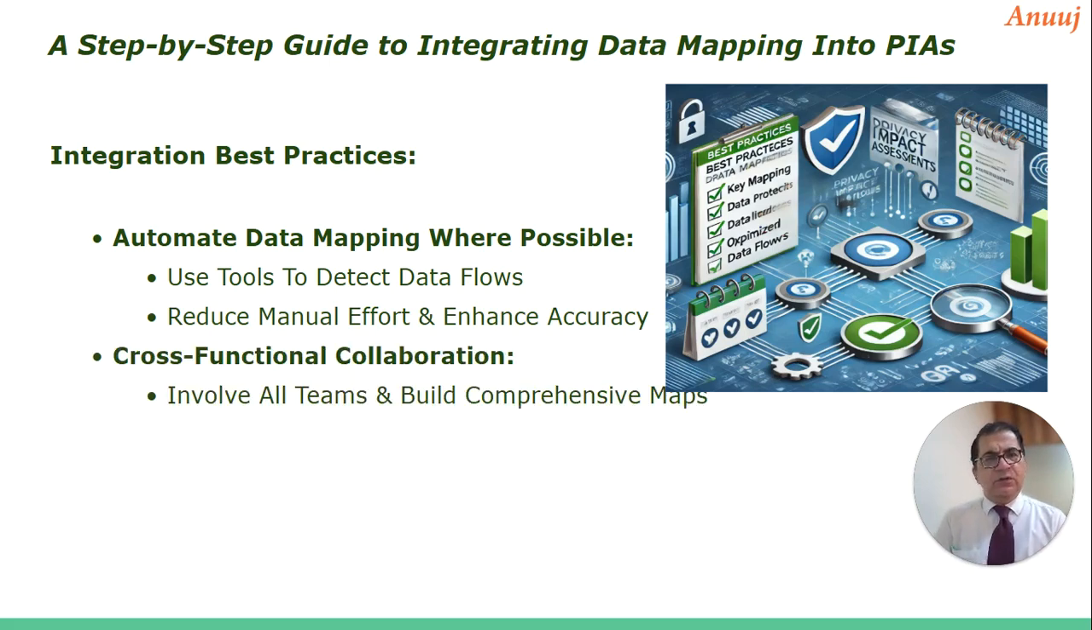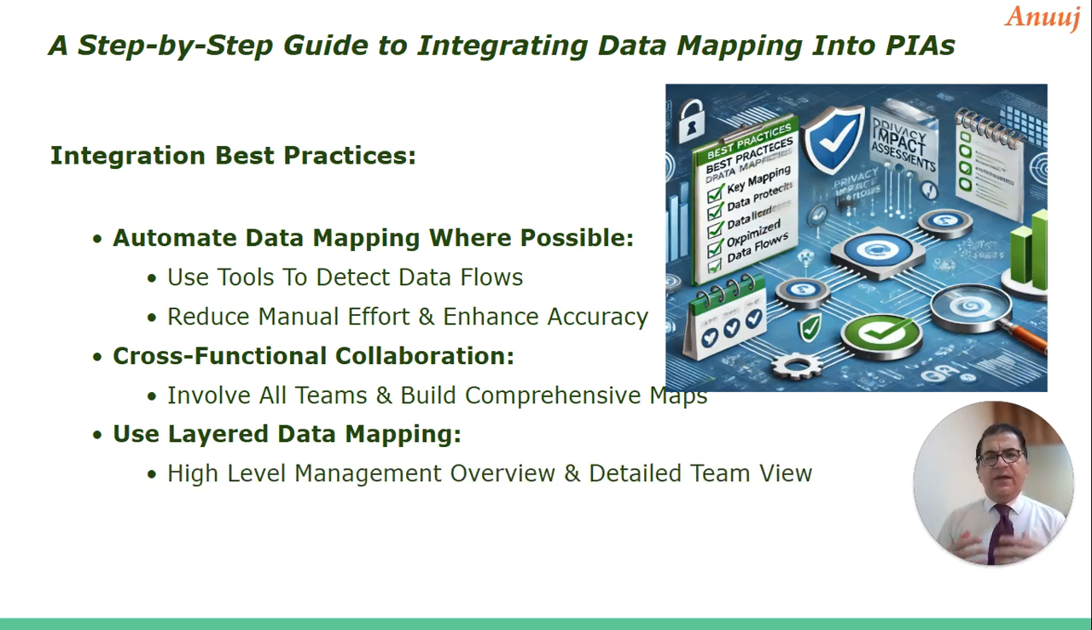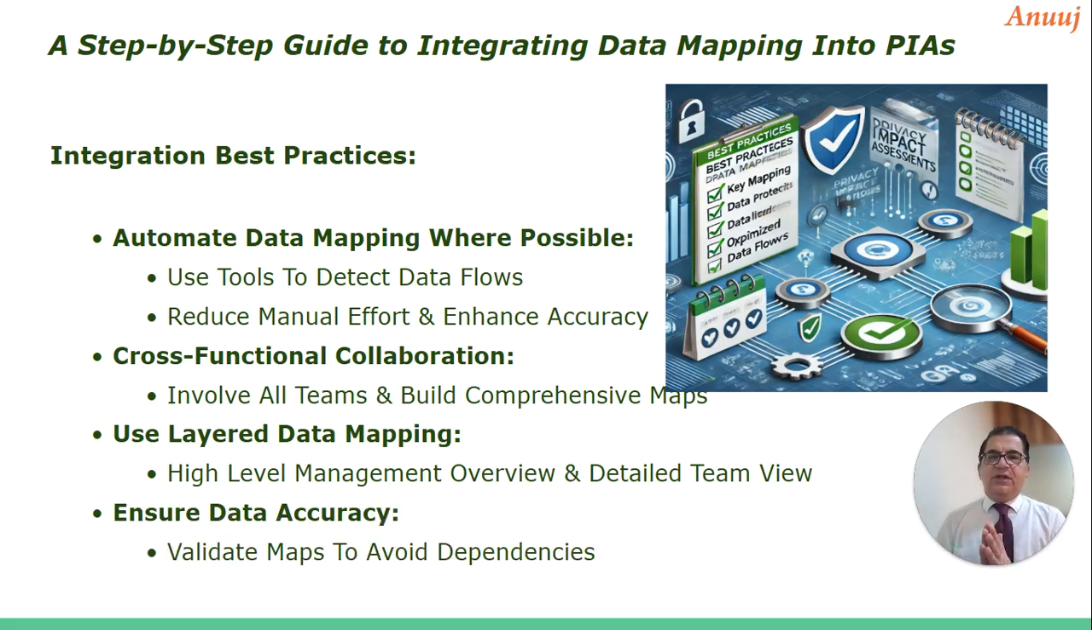Cross-functional collaboration, you need to get your teams together. They have to work together to create a comprehensive map, create a layered approach where you see the overall overview for your management and individual details for your team. Maybe two reports merged, overlapped over each other, and ensure that all your maps are valid, there are no discrepancies, and accuracy is well maintained. So that's about how you should integrate mapping with PIA.